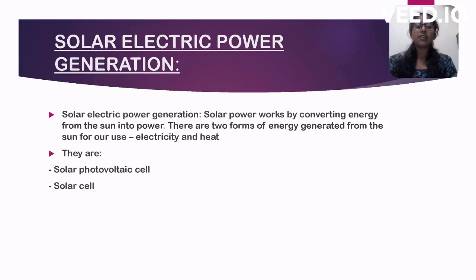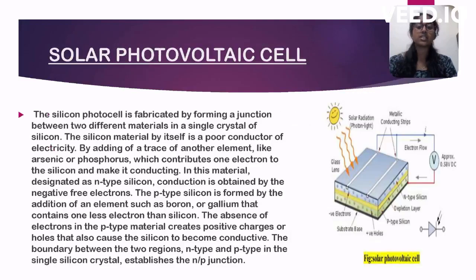Solar electric power generation. Solar power works by converting the energy from the sun into power. There are two forms of energy generated from the sun for our use: electricity and heat. They are the solar photovoltaic cell and the solar thermal collector.